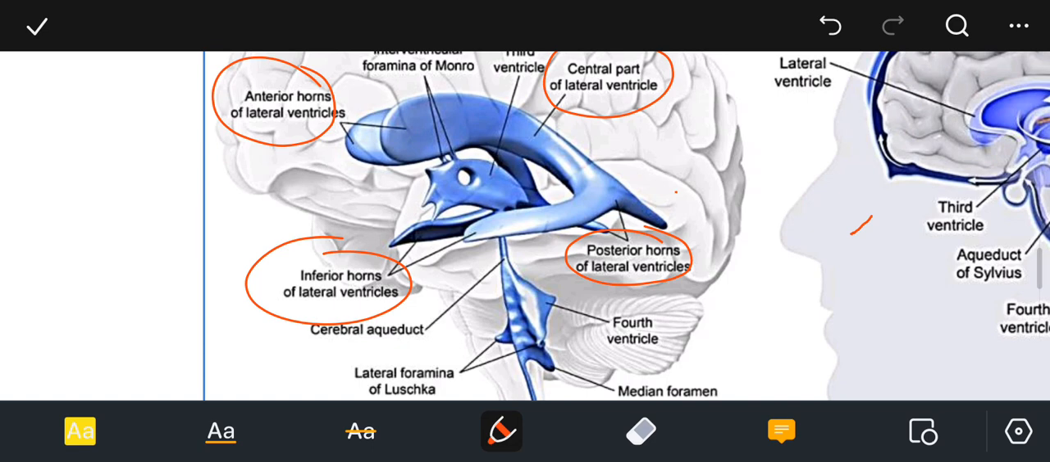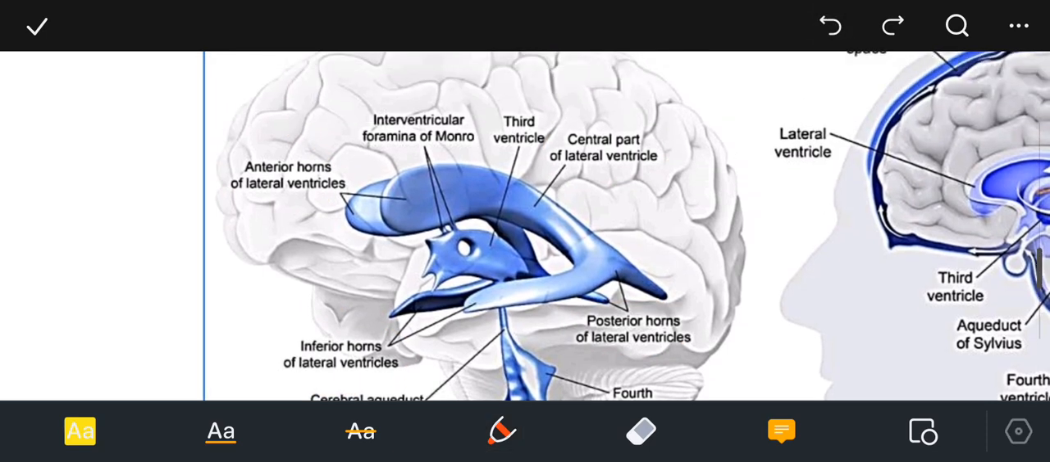Lateral ventricles are perforating the whole of the telencephalon and diencephalon. We have discussed this previously, but remember that they are entering the forebrain. The anterior horns are present in the frontal lobe. The central part is present in the parietal lobe. The posterior part is present in the occipital lobe, and the inferior horns are present in the temporal lobe. Okay, so this was an accessory detail.